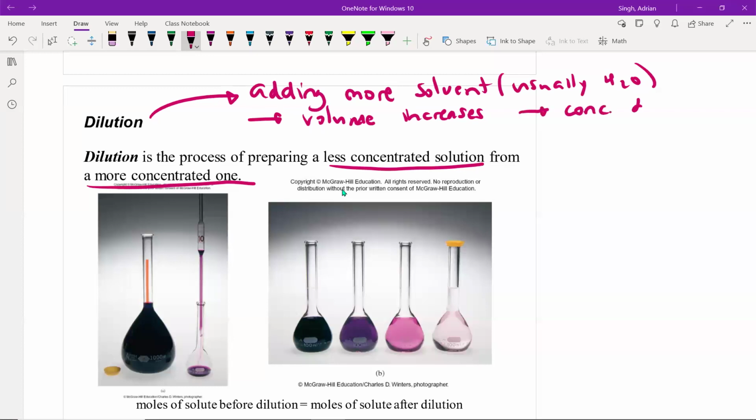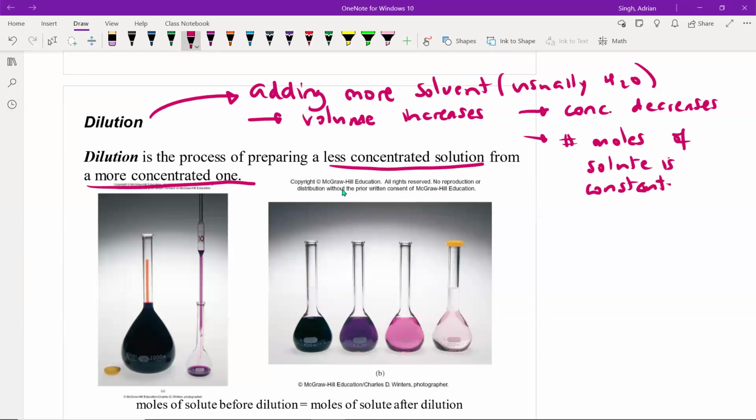what happens as a result is that the concentration has to go down. So the concentration decreases. And overall, the reason why that happens is because the number of moles of the solute, we don't change that, it stays constant. So moles of solute is constant. Okay, so these are the main things that happen when you dilute something.